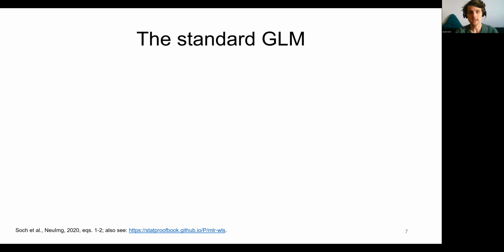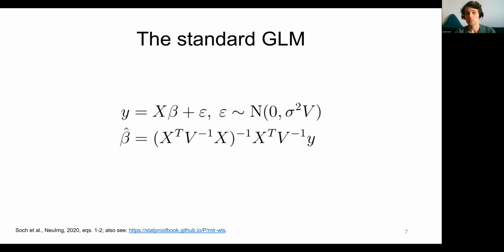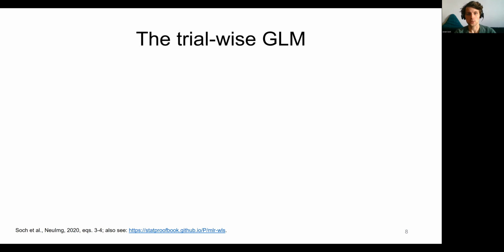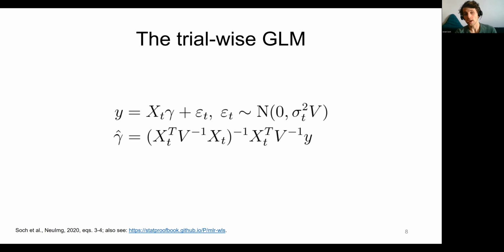So we have our standard GLM, which uses a condition-based design matrix, and the contributions of the individual conditions to the measured signal can be obtained using, for example, the weighted least squares solution. And we have the trial-wise GLM, which uses a different design matrix, here called XT, and the trial-wise responses can, again, be estimated using least squares.